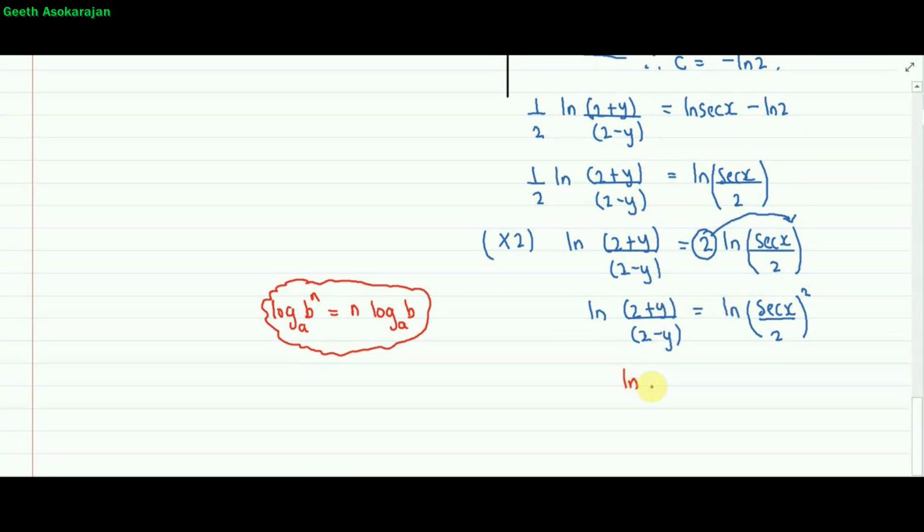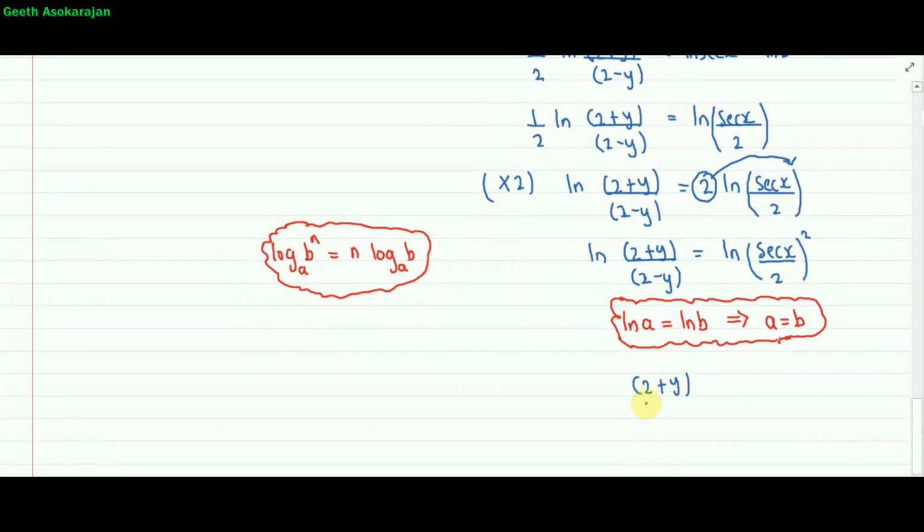If we have ln A equals ln B, we can ignore the ln's. So therefore, A equals B. Using this rule, I have ln of 2 plus y over 2 minus y equals ln of sec x over 2 squared. So we can get rid of the ln's and write 2 plus y divided by 2 minus y, and that is equal to sec x over 2, squared.